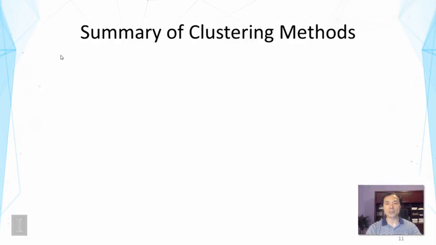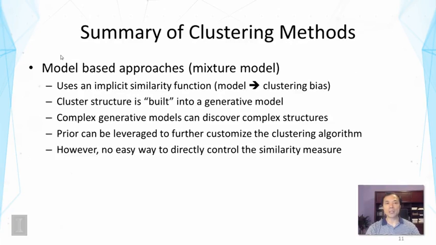So to summarize our discussion of clustering methods, we first discussed the model-based approaches, mainly the mixture model. And here we use an implicit similarity function to define the clustering bias. There's no explicitly defined similarity function. The model defines clustering bias, and the clustering structure is built into a generative model. That's why we can potentially use a different model to recover different structure.